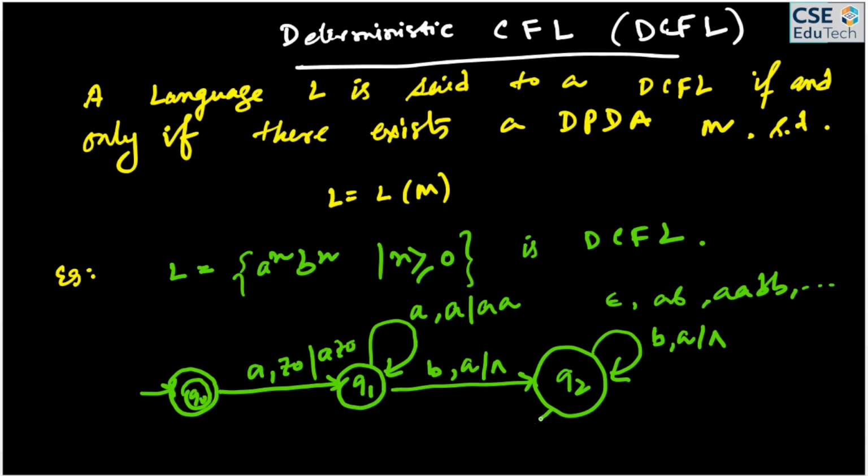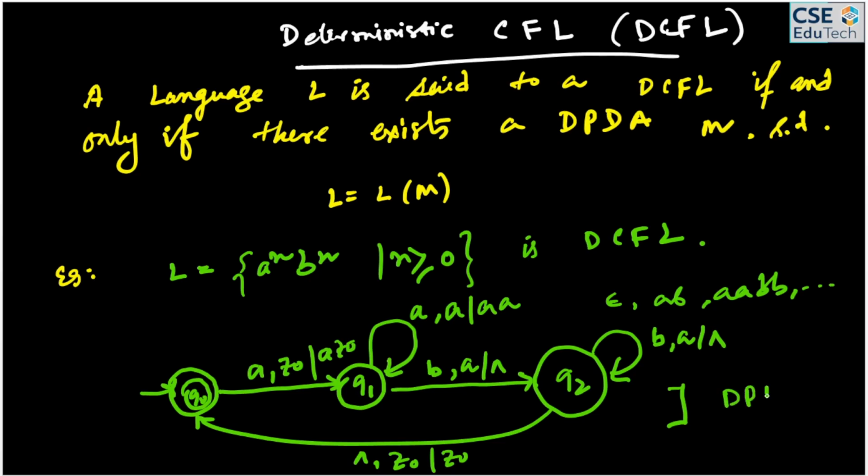So here when the string is exhausted, that is null, and the stack top symbol is G0, just it will be replaced by G0 and you reach the final state. So look here, all the transitions give a single return. So it is a deterministic pushdown automata, and the language is a deterministic context free language, because we found a deterministic pushdown automata for this language L.